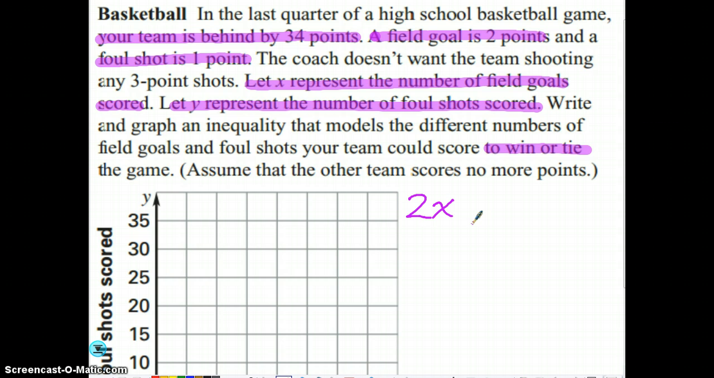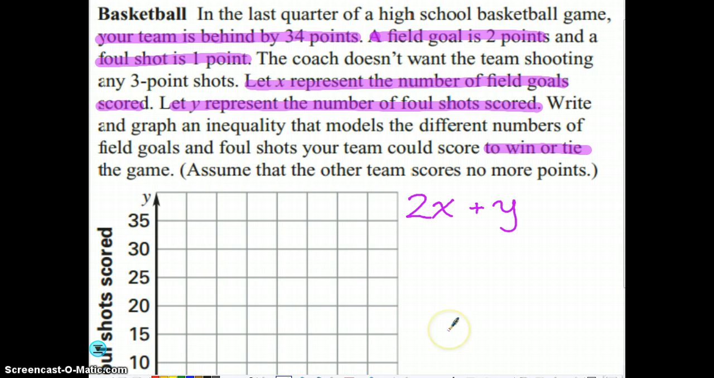And so we also know that the y represents the number of foul shots scored. How am I going to work that into this inequality? Why do you say 3y? We're talking about foul shots. How many points are they worth? 1y. And if we know that it's 1y, we can just put y.